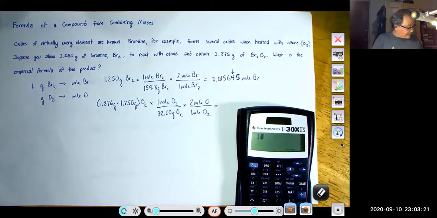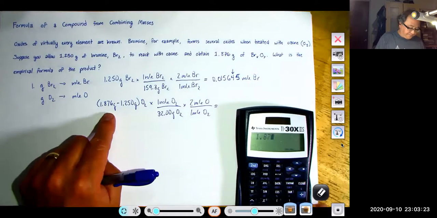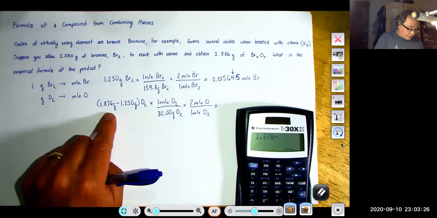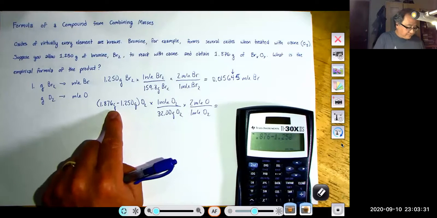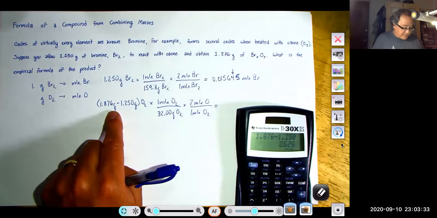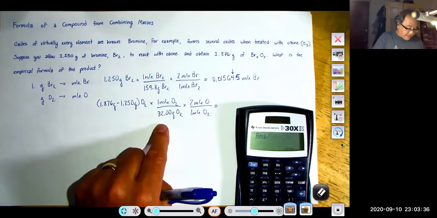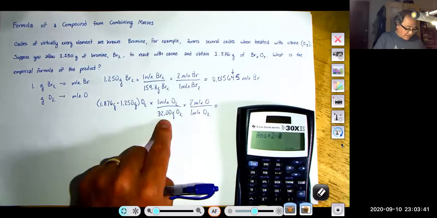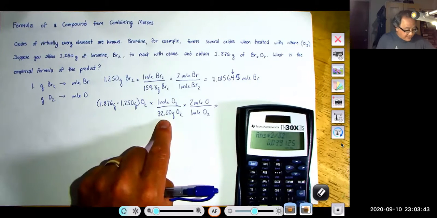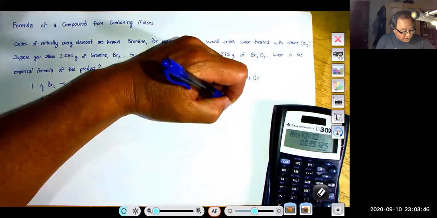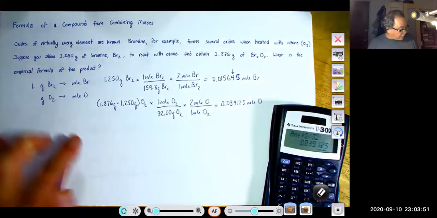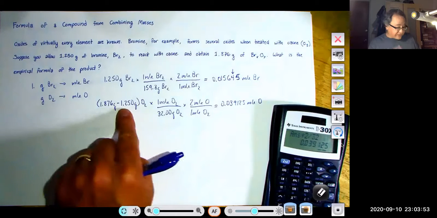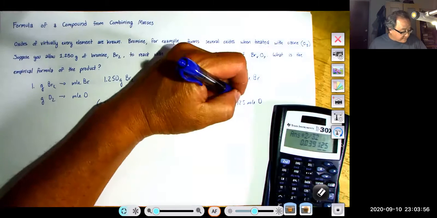So 1.876 minus 1.250 should put us at what, 0.63 or something? 0.626 times, or I put divided by, so I'm going to go back and put times 2 and then divided by 32. So we get 0.039125 mole of oxygen. And the difference here is good for 3 significant figures. So this is good to there.